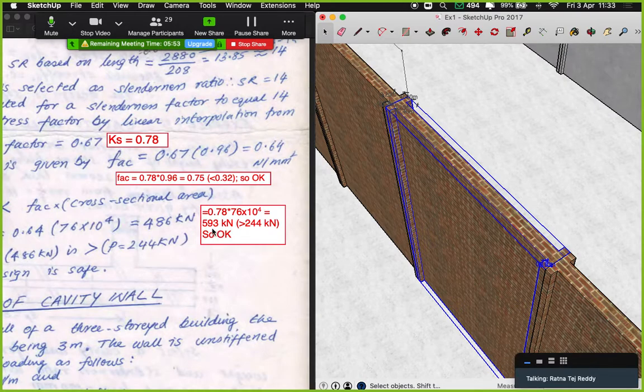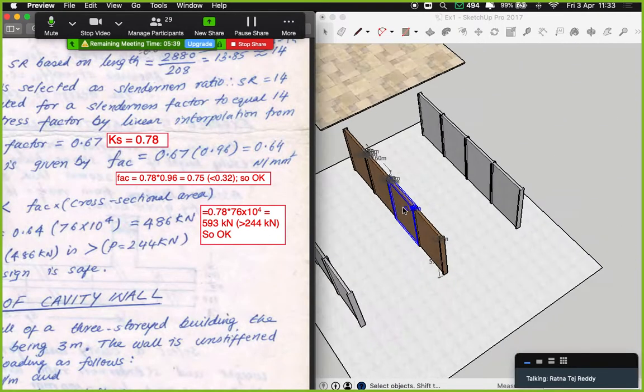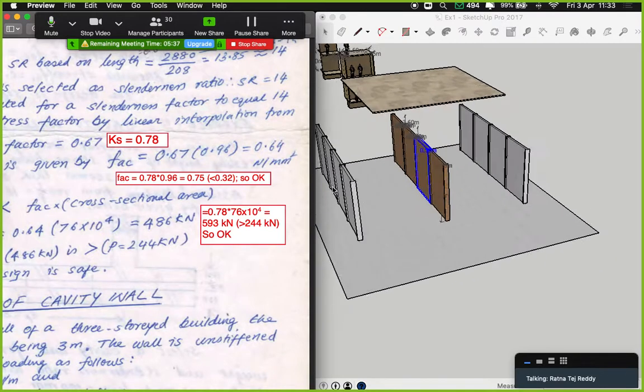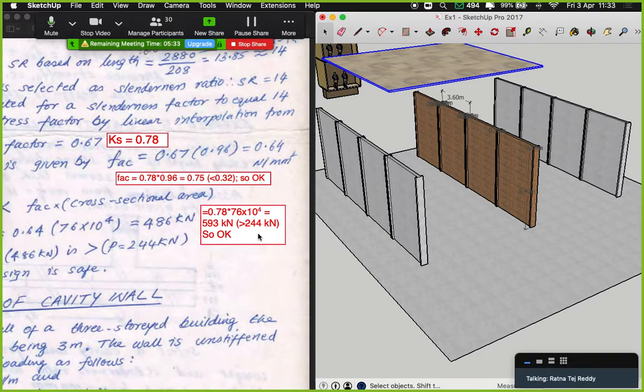When we multiply 0.78 by 76 times 10 power 4, we get 593 kilonewton, which is the allowable load that can go on top of this particular masonry structure. But our slab is only creating a load of 244 kilonewtons. It's very less, more than half less than the actual allowable load. So absolutely the design is very safe.